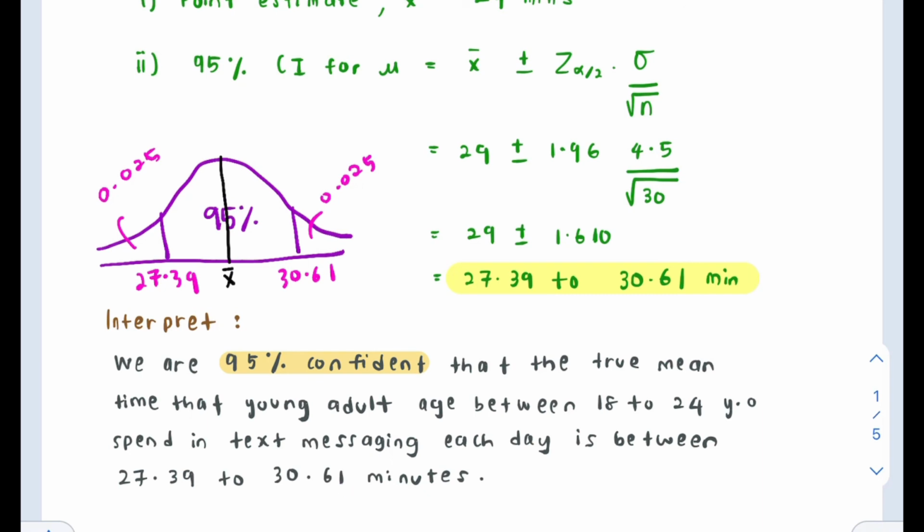That is confidence interval, meaning that you have the sample value and then you want to predict the whole population.